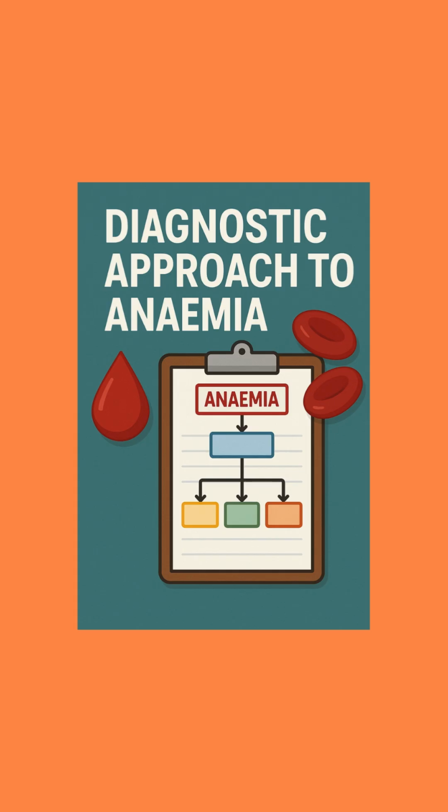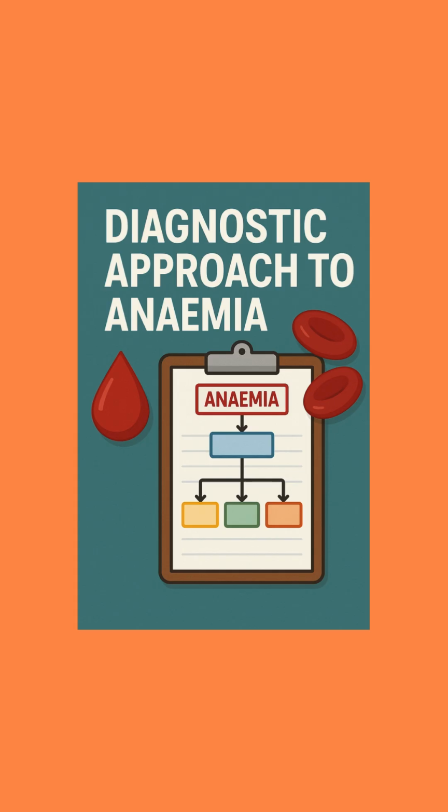Anemia is defined as a hemoglobin or hematocrit level below the normal range for age and sex. But don't stop at the number. Ask, is this a true anemia? Could it be dilutional, like in pregnancy or fluid overload? Always correlate with the clinical picture.